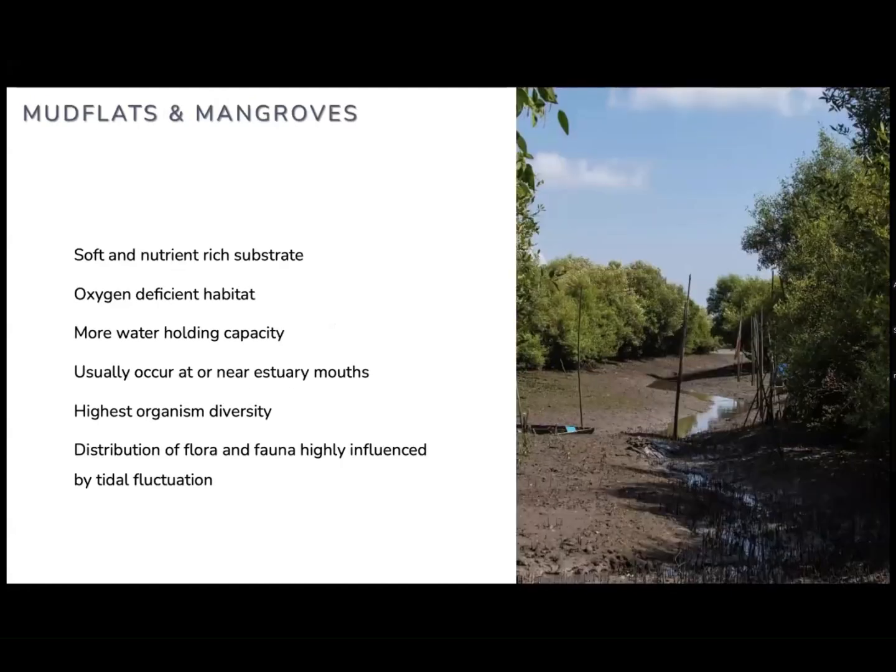In mudflats and mangroves, there's soft and nutrient-rich substrate. It's an oxygen-deficient habitat, which is important. There's more water holding capacity. It usually occurs at or near estuary mouths. There's the highest organism diversity in mangroves, and the distribution of flora and fauna is highly influenced by tidal fluctuation.